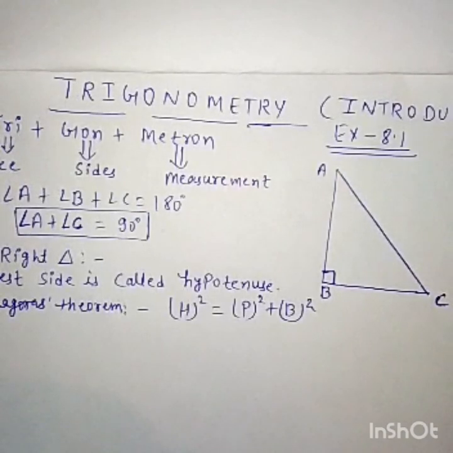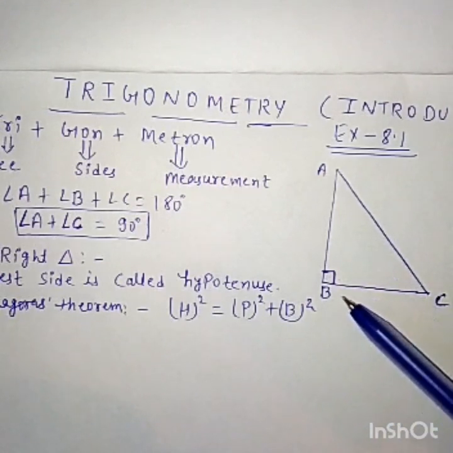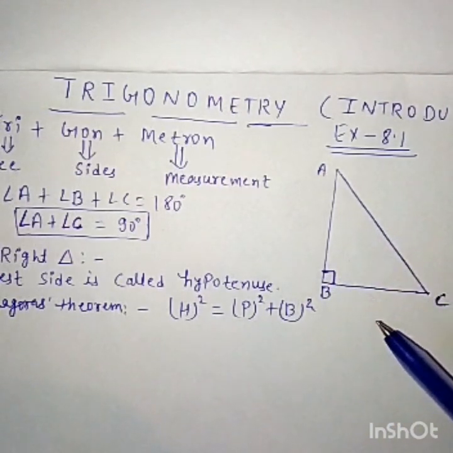Right angle triangle is made of three elements: base, perpendicular and hypotenuse. In this triangle ABC, AC is hypotenuse. But why? Because in class 9th we have studied that the side opposite to the greatest angle is the largest. In triangle ABC, angle B is the largest angle, so AC is the hypotenuse.